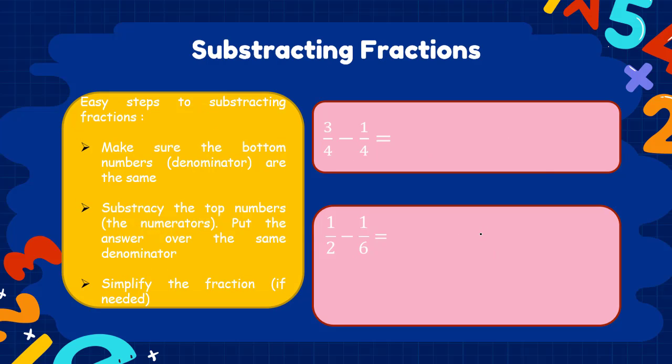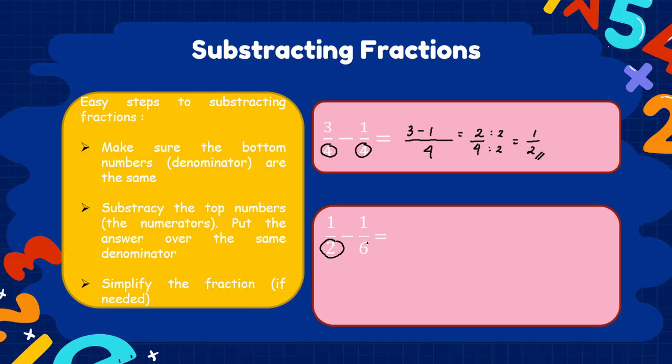Okay, now let's move to another operation, which is subtracting fractions. Basically, all the steps are the same as adding fractions. So let's do an exercise. If I have the question 3 out of 4 minus 1 out of 4, because both of them have the same denominator, we just need to subtract the numerators, which is 3 minus 1, so it's equal to 2 out of 4. And we can simplify this fraction. We divide it by 2, so it will be 1 out of 2.